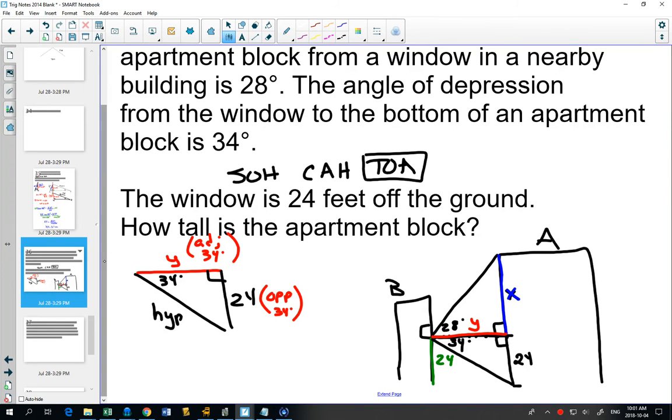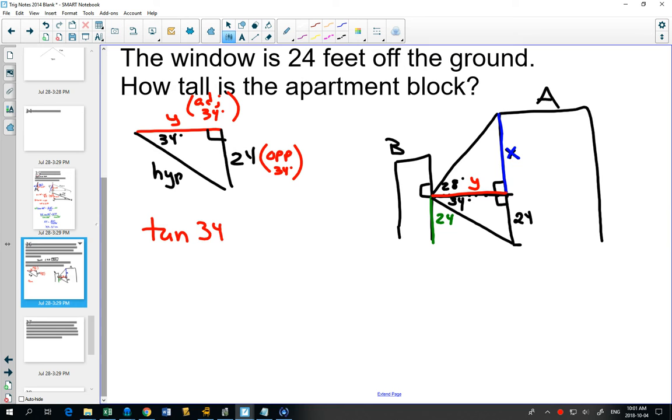Set up our definition to start with. Tan of 34 degrees equals opposite 24 over adjacent, which is y. Whenever the y is in the denominator, you have to first multiply both sides by y, and then we would divide by tan of 34. How many of you are ready just to multiply both sides and divide at the same time? Is that too much work all at once?